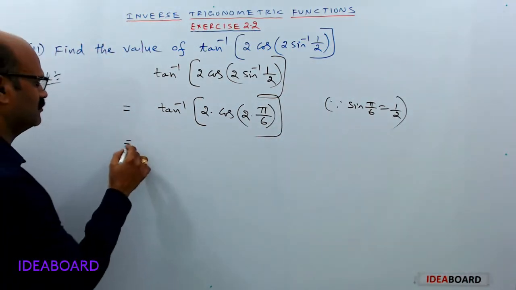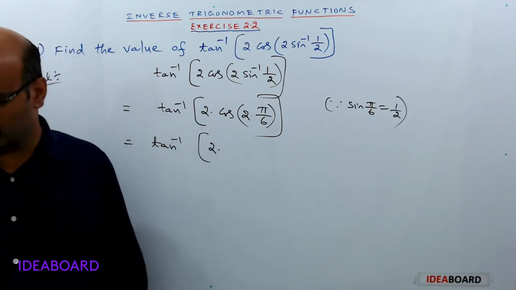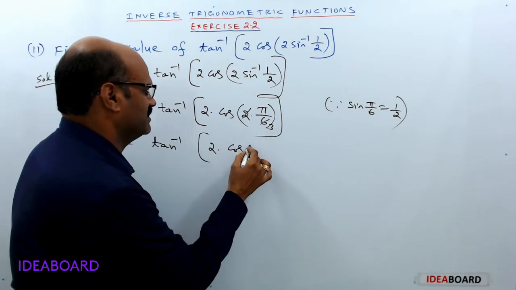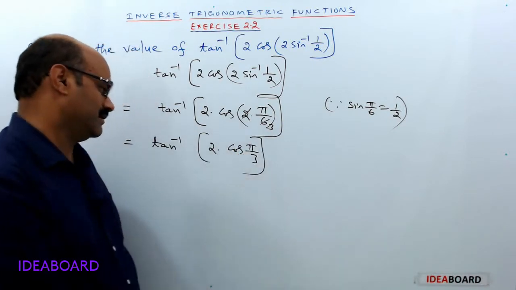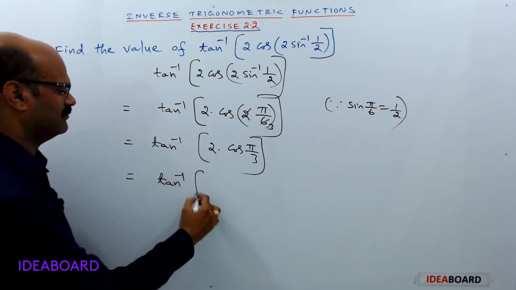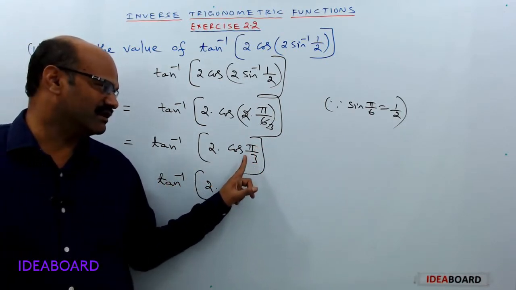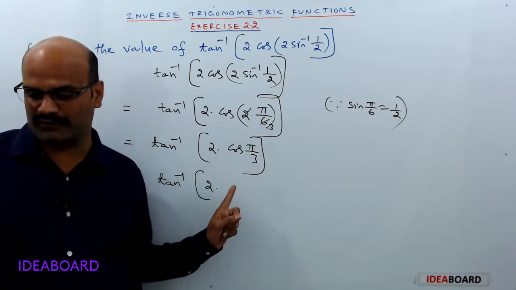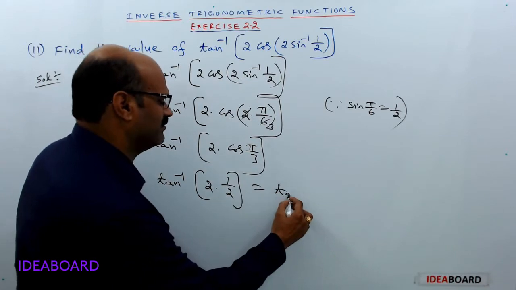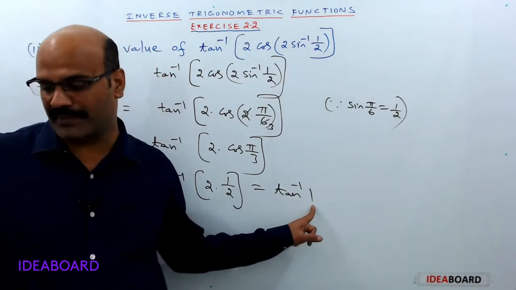Now it's equal to tan inverse of 2 into, here 2 times pi by 6 is pi by 3, so cos pi by 3 equal to tan inverse of 2 into cos pi by 3, that is cos 60, equal to 1 by 2. So 2 into 1 by 2 equal to tan inverse of 1. Tan inverse of 1 equal to pi by 4.